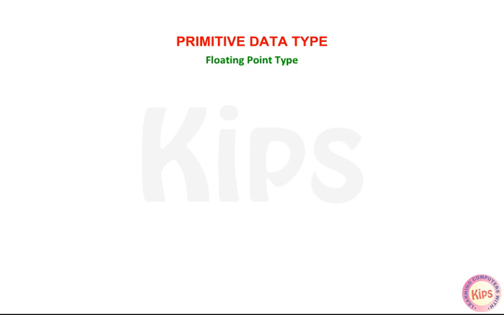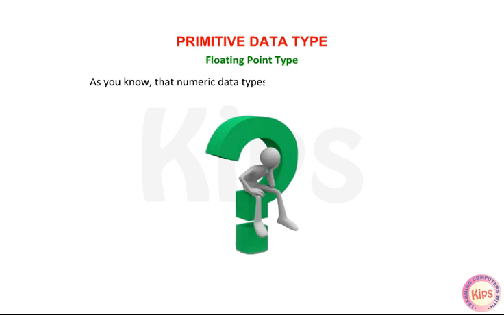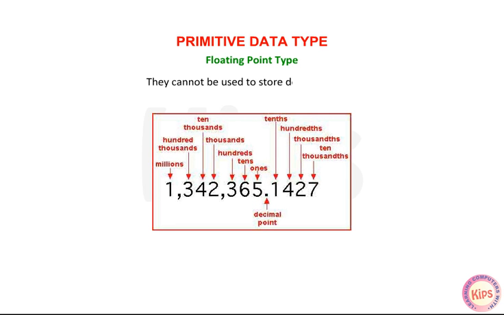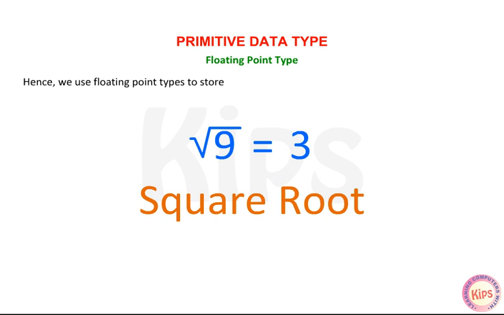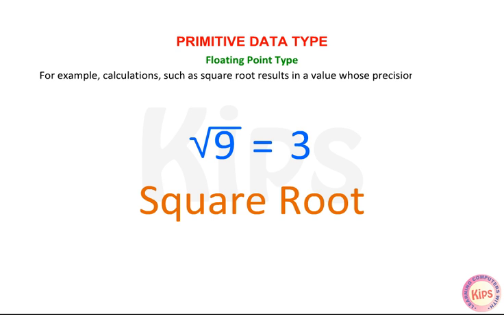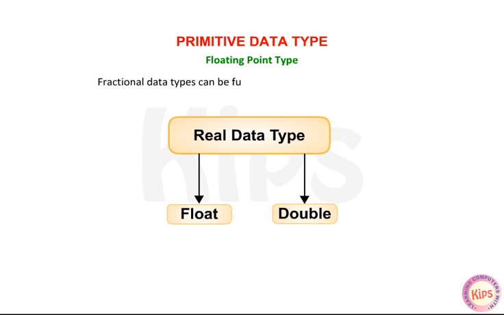Floating point type. As you know, integer data types can store only whole numbers, they cannot be used to store decimal values. Hence, we use floating point types to store fractional numbers, that is, numbers with decimal values. For example, calculations such as square root result in a value whose precision requires a floating point type. Fractional data types can further be divided into float and double.